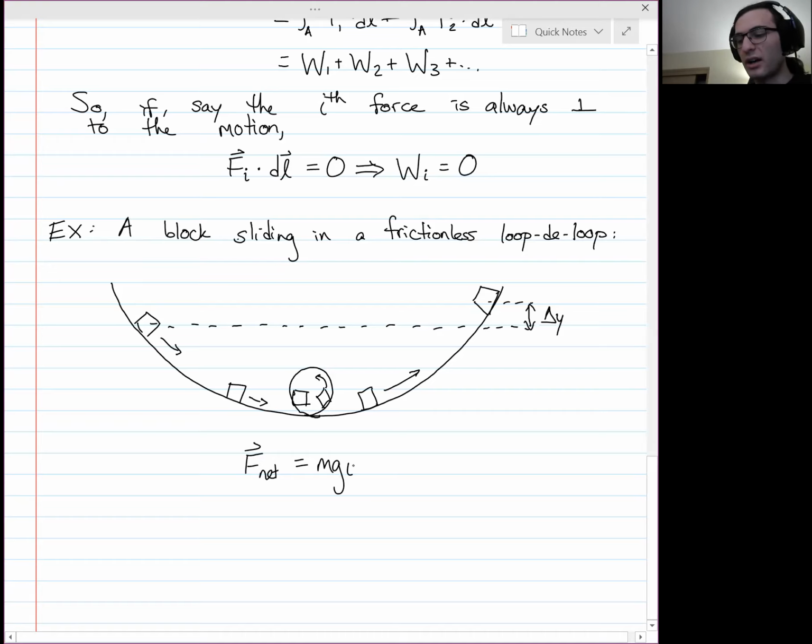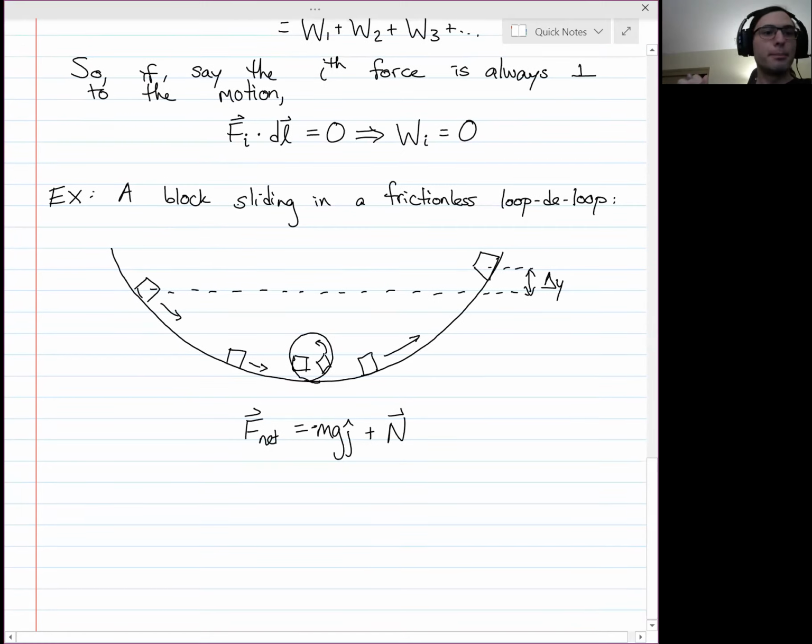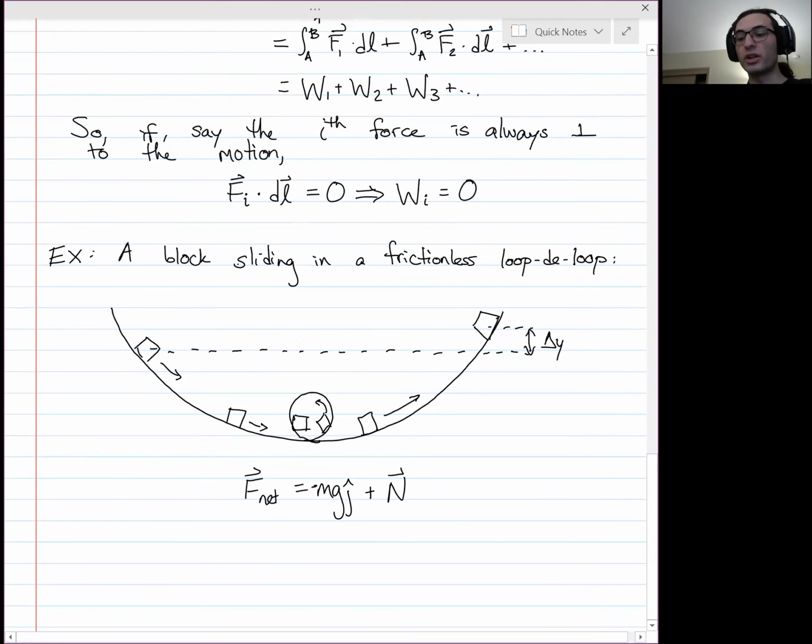And so when you wanted to write your F net, well, it would be mg, say, minus mg in the j hat direction plus some normal force, but you'd have to figure out what that normal force is. However, because we can break up the work done by each force into different parts, we can just look at the work done by gravity and the work done by the normal force.